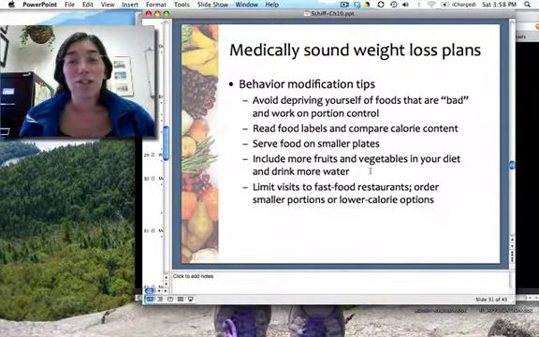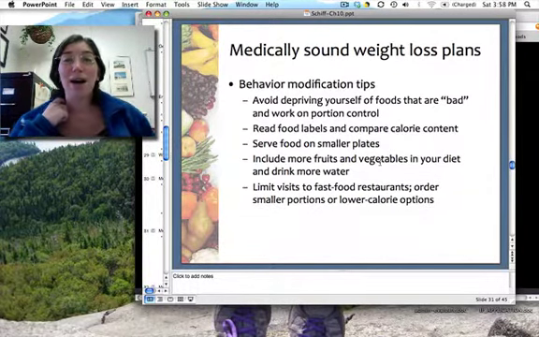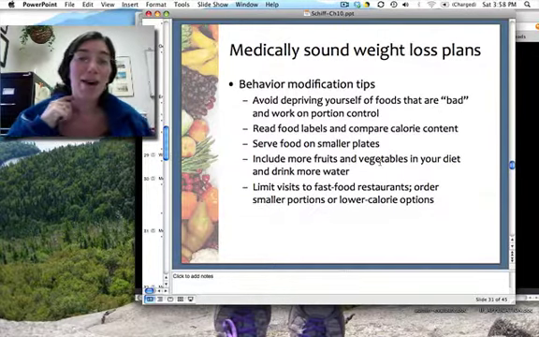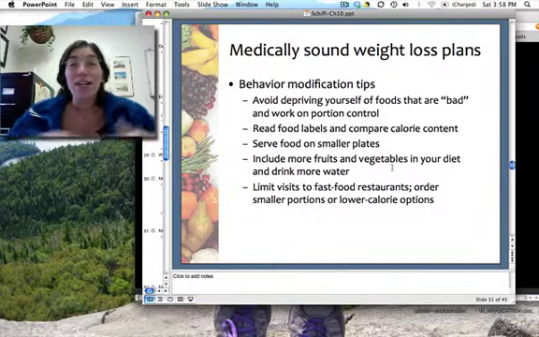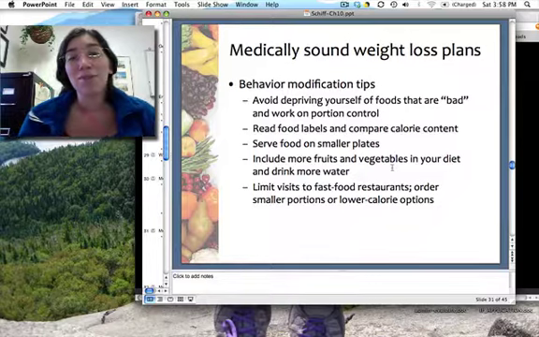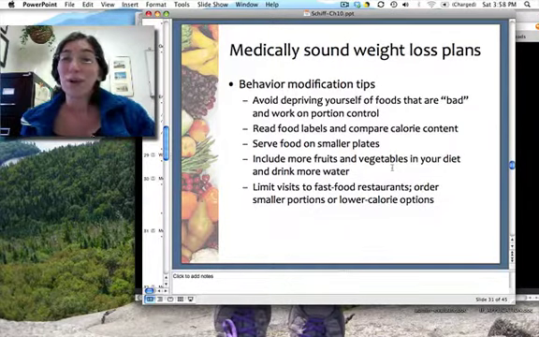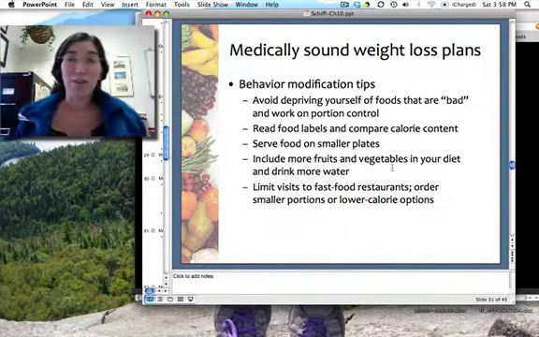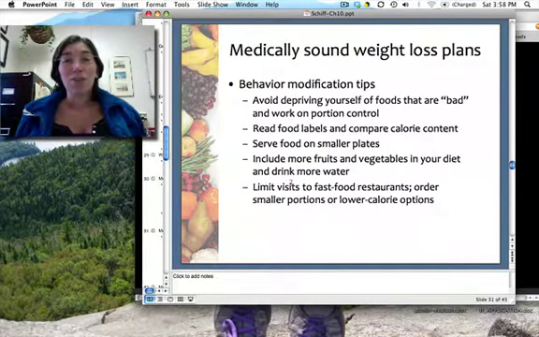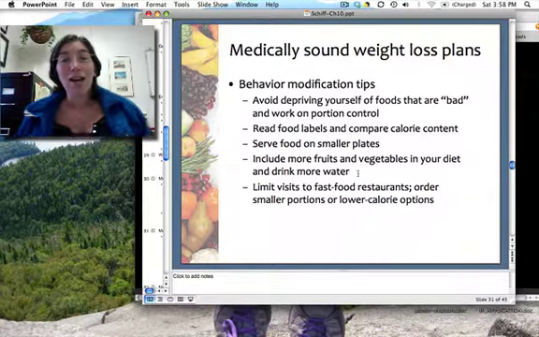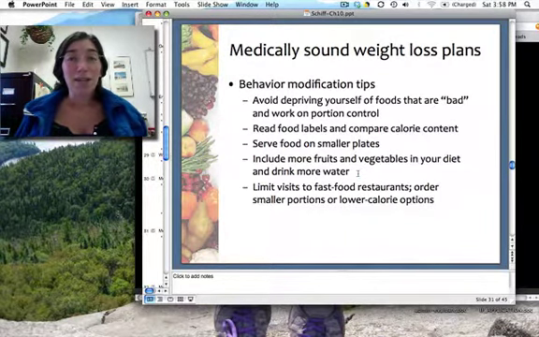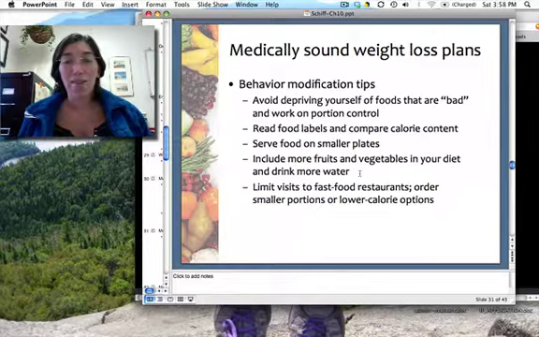Include more fruits and vegetables in your diet and drink more water. Both of those things are, again, a positive statement. Instead of saying cut back on this, you're saying eat more. Eat more fruits and eat more vegetables. And in doing so, you'll probably eat less of the bad stuff because you'll be displacing it with the fruits and vegetables. And if you make an effort to drink more water, you will naturally displace some of the other drinks that you usually have in your diet, like soda or fruit juice or other caloric beverages.